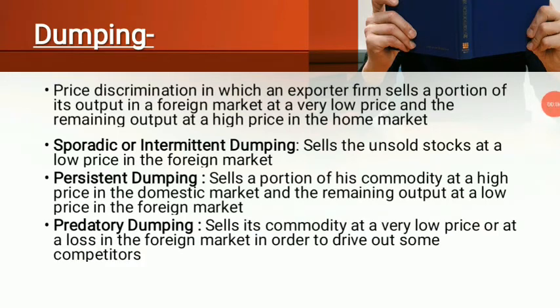Next is predatory dumping. Predatory dumping is one in which a monopolist firm sells its commodity at a very low price or at a loss in the foreign market in order to drive out some competitors. But when the competition ends, it raises the price of the commodity in the foreign market. Thus, the firm covers the loss. If the demand in the foreign market is less elastic, its profit may be more.